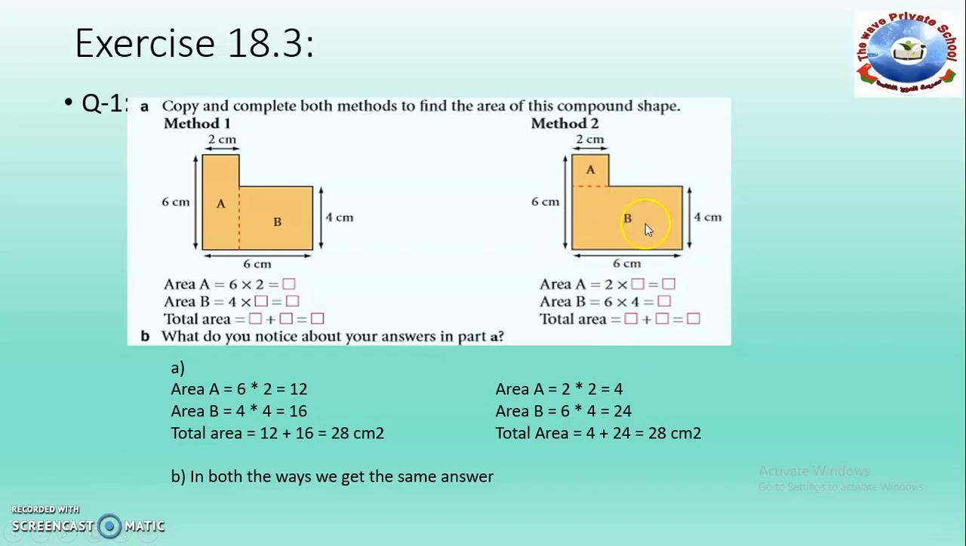And for rectangle B, what is the length of B? It will be 6 centimeter. And what is the width of B? It will be equal to 4 centimeter. So just multiply length into width. 6 multiplied by 4 will be equal to 24. After that, adding these 2 areas, 4 plus 24, you will get the total area. What do you notice about your answers in part A? In both ways, we get the same answer. It will be equal to 28 centimeter square here, and here it will also be equal to 28 centimeter square. So in both ways, we get the same answer. So it's up to you how you divide the shape.